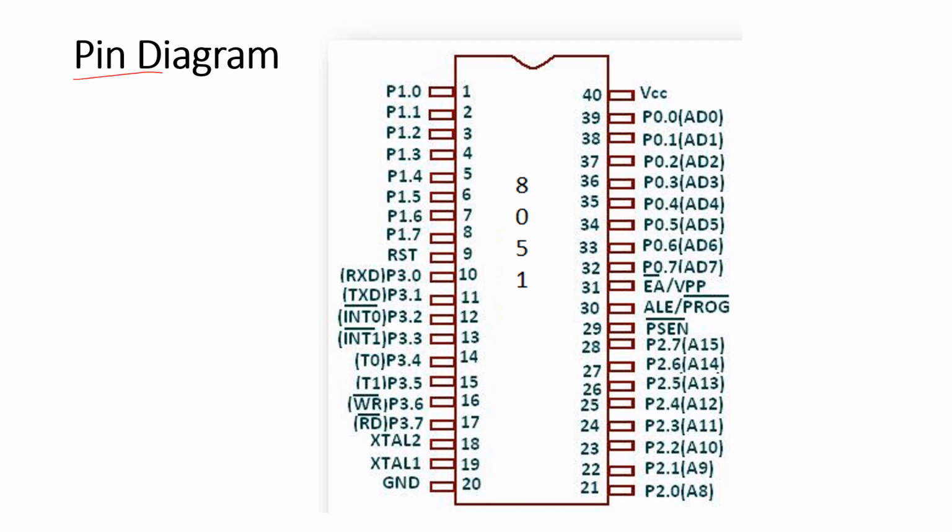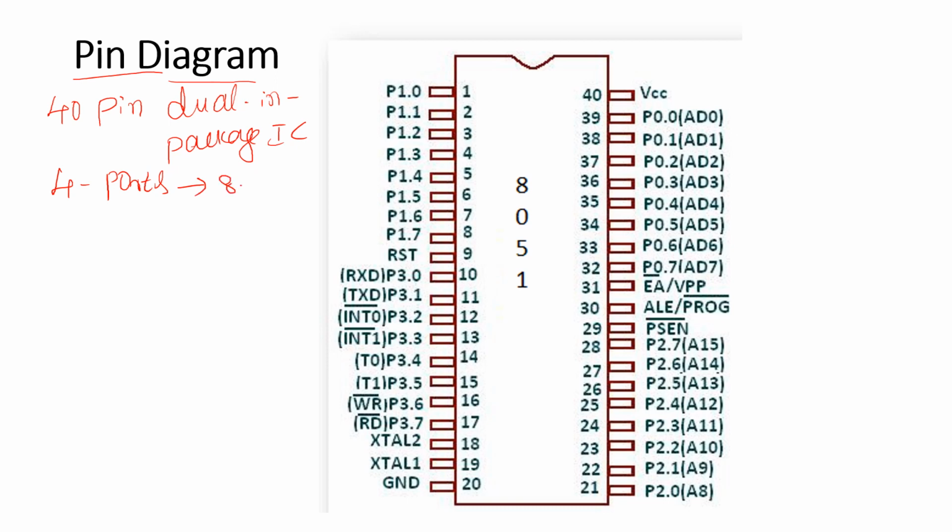The pin diagram of 8051 is shown in the picture. 8051 is a 40 pin dual inline package IC. Out of the 40 pins, it comprises 4 ports. Each port is of 8 bits, connecting to 8 pins of 8051.